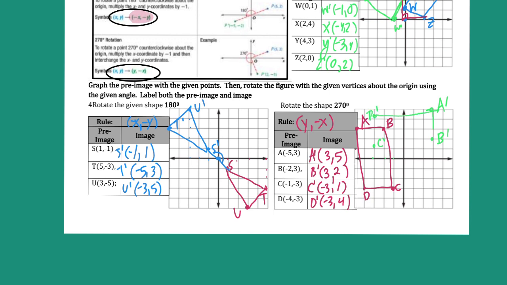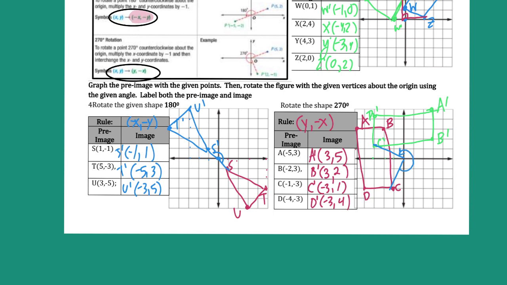Use a ruler and connect these. If you want to check it, remember to draw a segment to common points, pre-image and image points, and check their angles. Okay, so I'm going to go to C. So if you go to C and C prime, if you go counterclockwise, you're going to end up having gone 270 degrees.